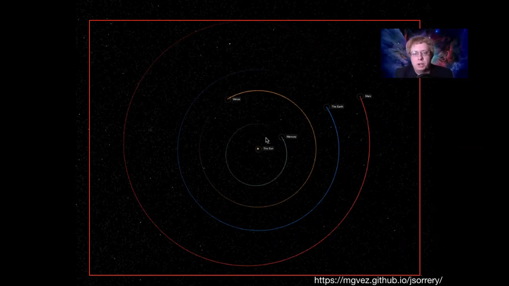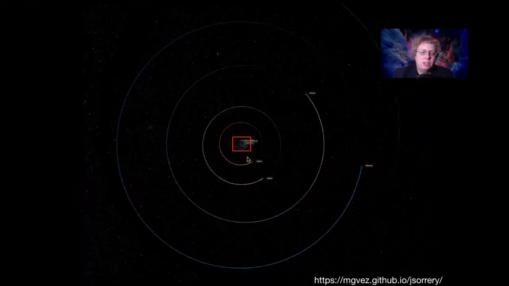This is the inner part of the solar system. Here's the sun to scale. Here are the orbits of the 4 inner planets. And if you zoom out, you can see the 4 outer planets as well. And this is the previous size of the image I was showing in the last slide.